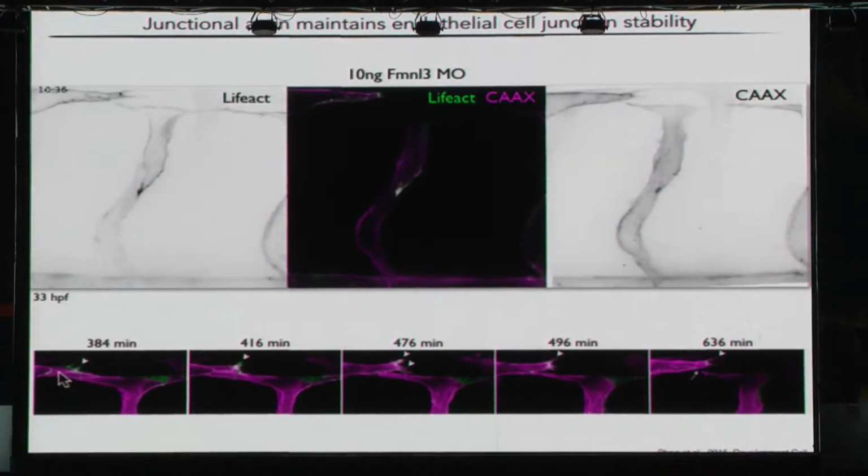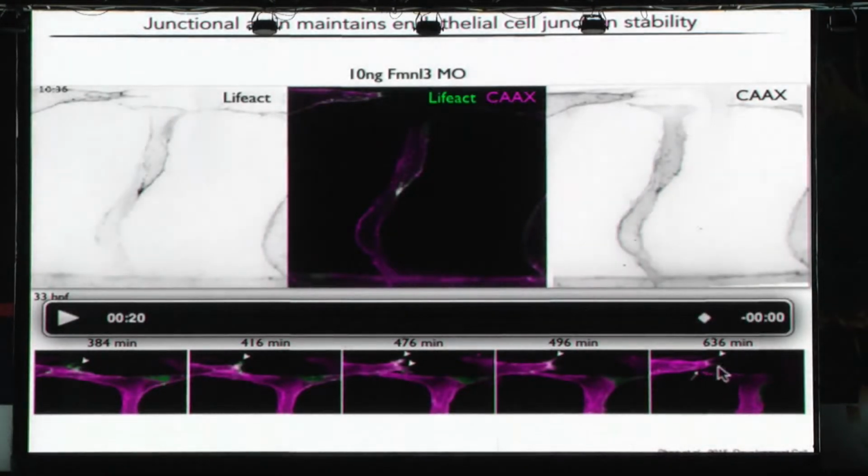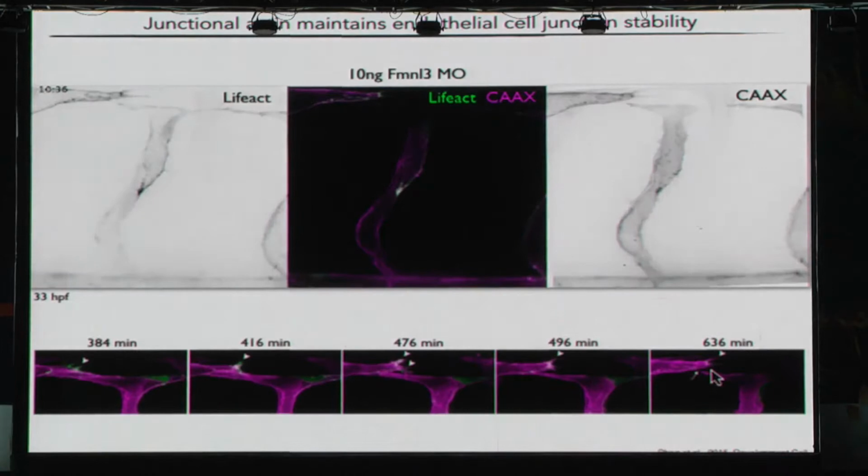You can see that the endothelial cell starts to make filopodia and migrate over the neighboring endothelial cell. And the lumen that was previously formed becomes disconnected. So, you can see here in the final still that there's no longer connection between these two endothelial cells, indicating that junctional actin maintains endothelial cell junction stability.